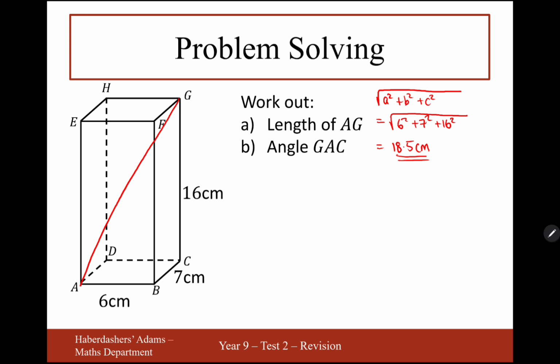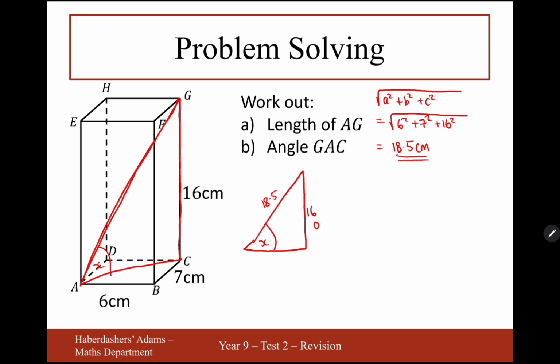Excellent. Now we're going to work out the angle GAC, so G to A to C out of this triangle here, so we'll call that angle X. Let's redraw that triangle out just so it's really easy for us to see the values we're working with. Here is X, on this side here is 16. I've just worked out that that diagonal side is 18.5.